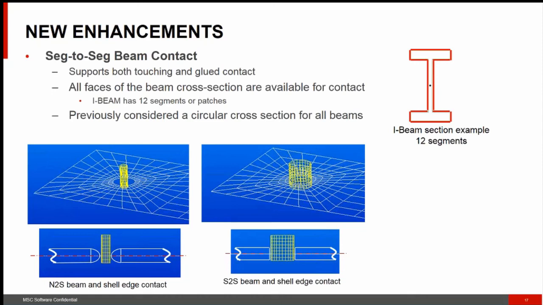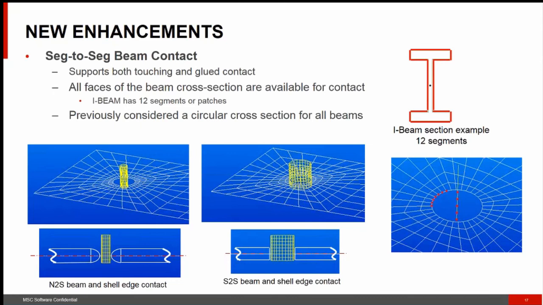Also, you can see in this image that when we did a node to segment beam and shell edge contact, the contact was not properly defined. With the segment to segment beam shell and the new feature, the contact cross section is defined properly and the contact is detected better. Here you can see the actual results. You can see the contact status, and more nodes are in contact due to the new feature that has been added.